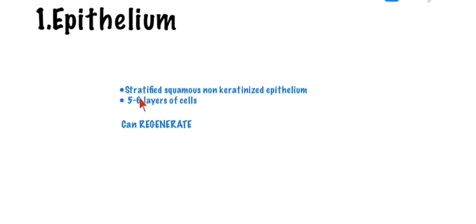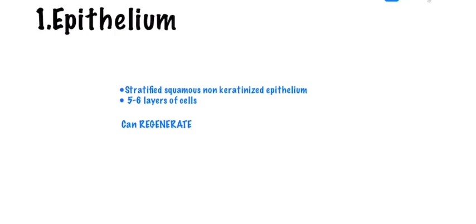The epithelium, being the foremost or the anterior-most layer of the cornea, is made up of stratified squamous non-keratinized epithelium, and the epithelium itself has 5 to 6 layers of cells. And the main feature of the epithelium is that it can regenerate. So any damage, you should know that the epithelium can regenerate on its own.